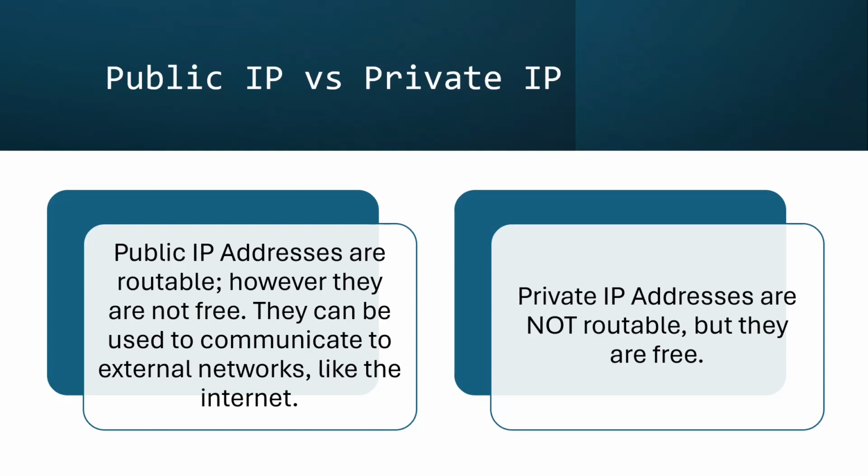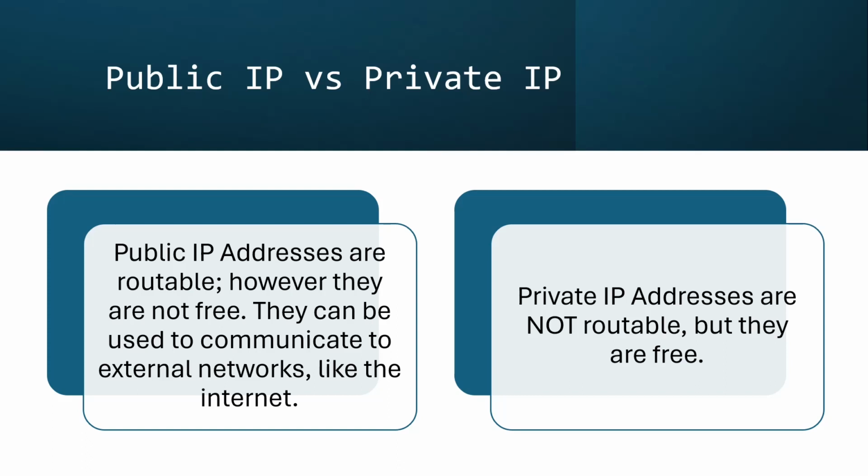So for example, when you're at your house, if you want to communicate to the internet, you would need a public IP, and this is commonly allocated by IANA, the Internet Assigned Numbers Authority. These people give your ISP the public IP addresses they need, which then get handed to you depending on the plans from your internet service provider. Private IP addresses, on the other hand, are not routable, but they are completely free.